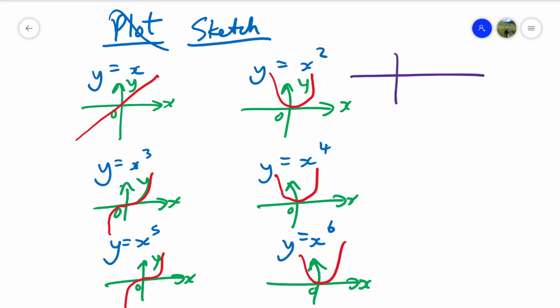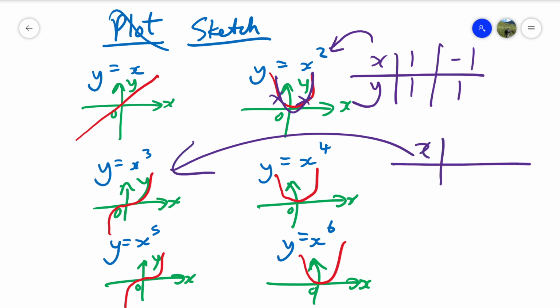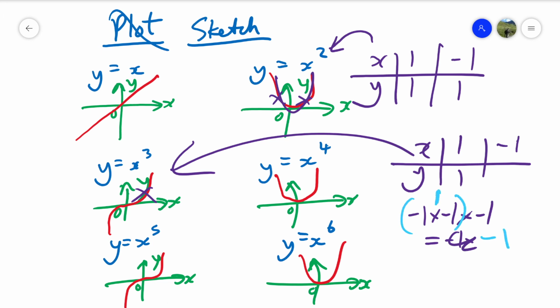Remember, for say this one, we could do, what if x is 1? y is 1. What if x is minus 1? y is 1. Oh, that's why it curves up like that. But for the cubed, what if x is 1? y is 1. So that's that point there. But what if x is minus 1? That's minus 1 times minus 1 times minus 1. I need a new colour. The first bit makes 1, which means the answer is actually minus 1. So that's why that point goes there. And the pattern continues with even powers and odd powers.